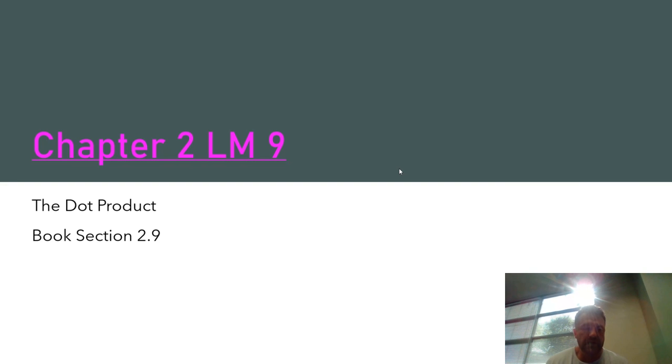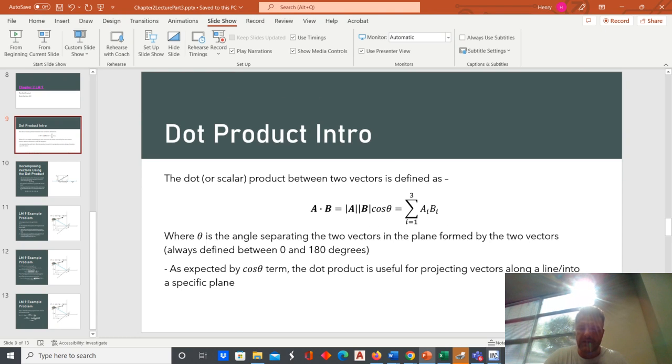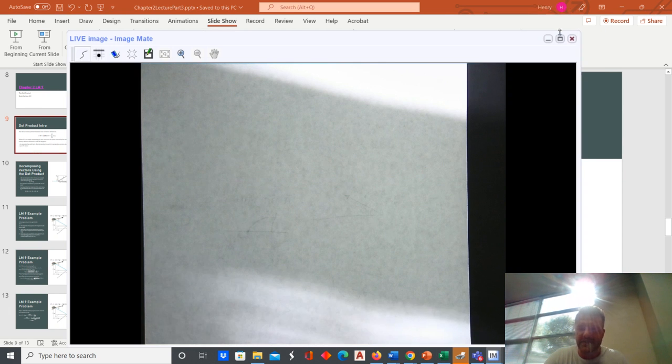So in this video, we're going to introduce the concept of the dot product, which is introduced in your text in section 2.9. Rather than actually show the formulas, I think sometimes it's easier to see this if you just look at an example. There are two ways to define a dot product.